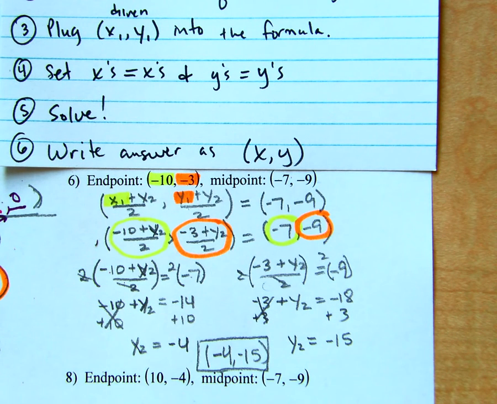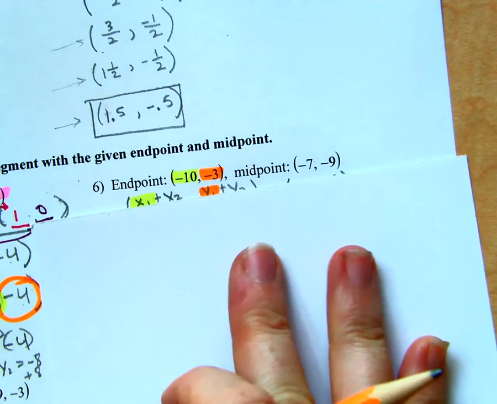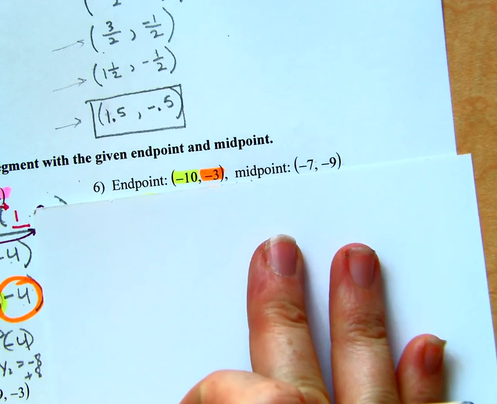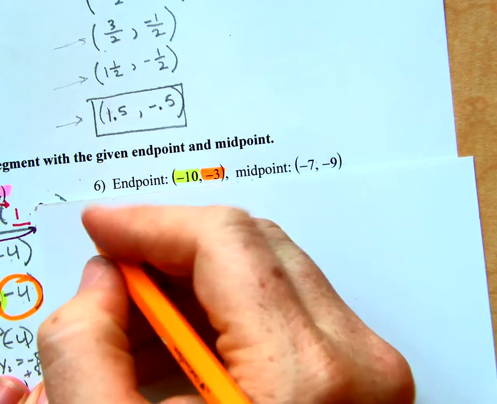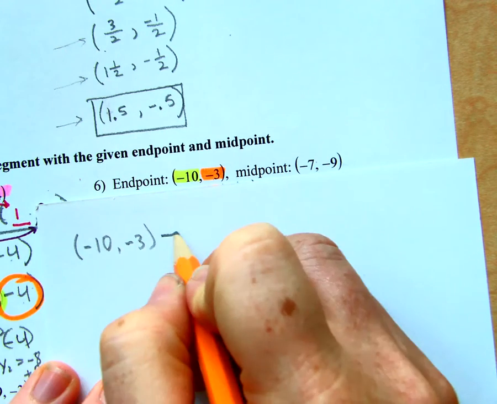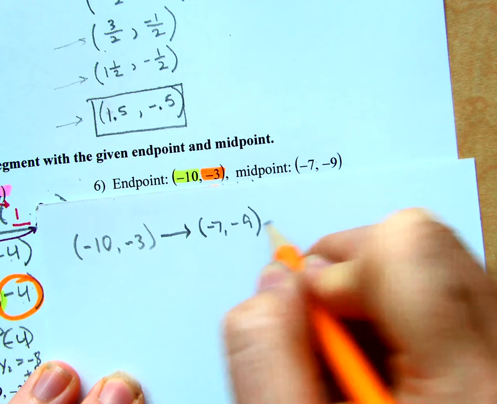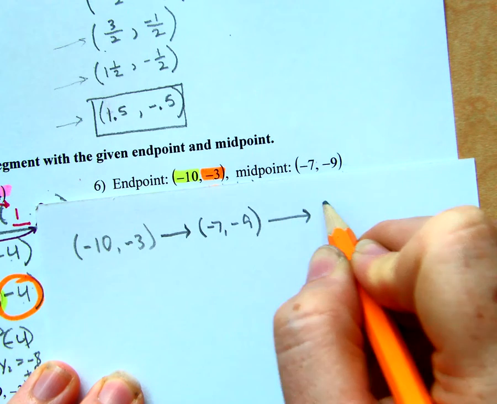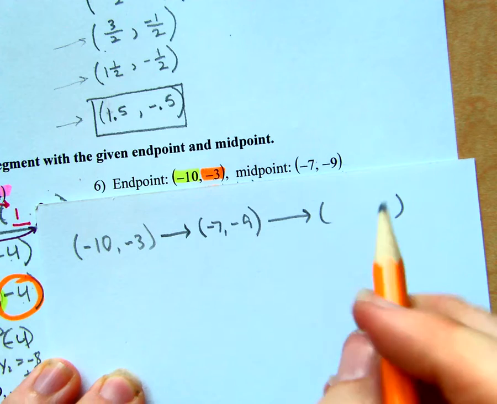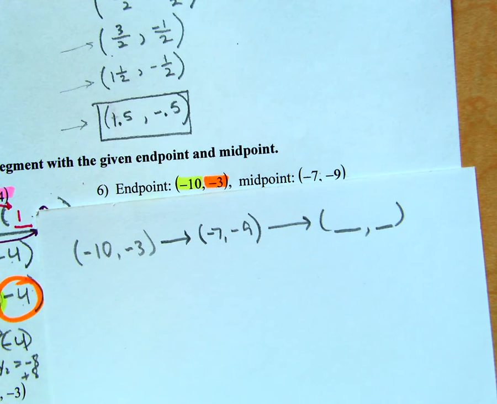Lot of work. If I use the intuitive method, and I'm just going to flip my note card over here and kind of show you this again. I have an endpoint at negative 10, negative 3. I have a midpoint at negative 7, negative 9. And then on the other side of the midpoint is the other endpoint, if the midpoint's going to be in the middle, right? So let's do it this way.